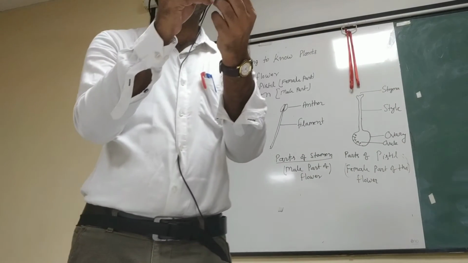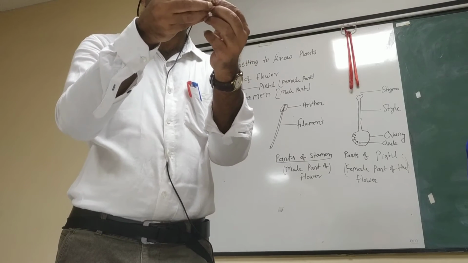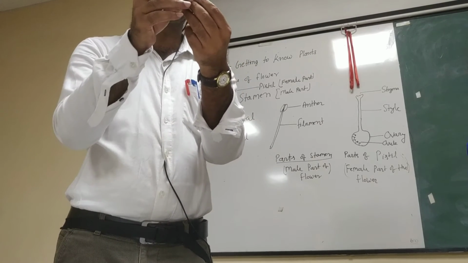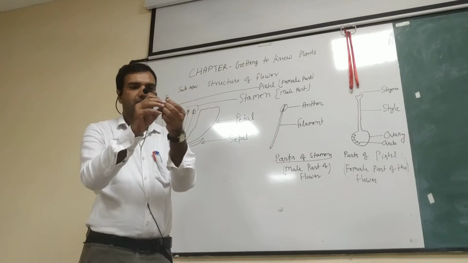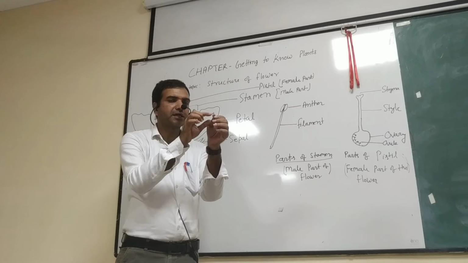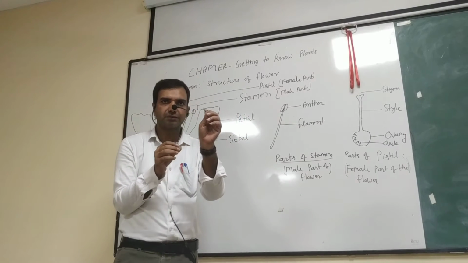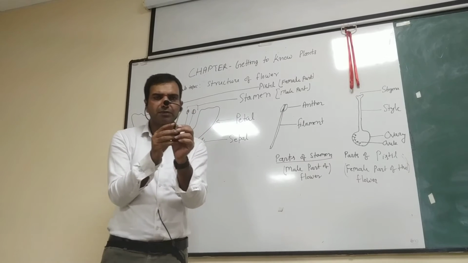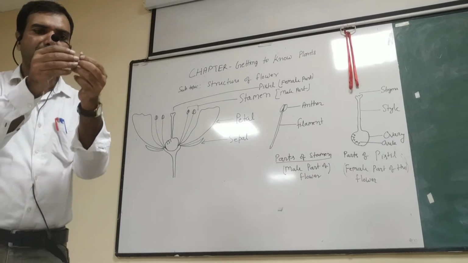If you remove the petals from this flower, you can see the thread-like structure. These are stamens. Here again the stamens are too many. बहुत सारे हैं जिसको हम लोग काउंट नहीं कर पाएंगे.